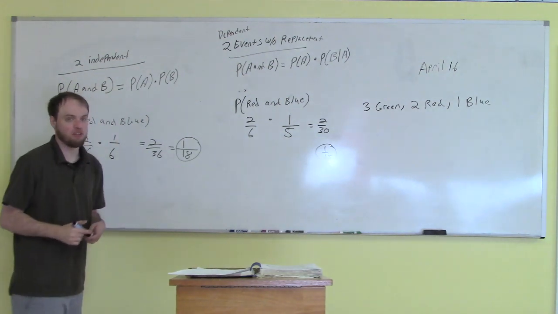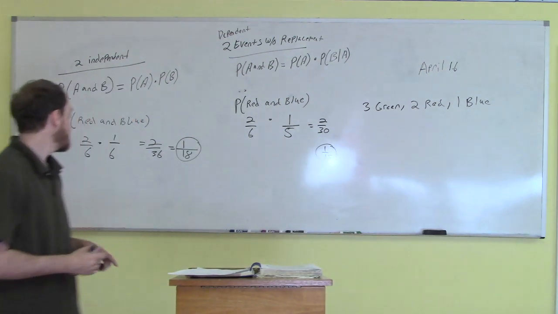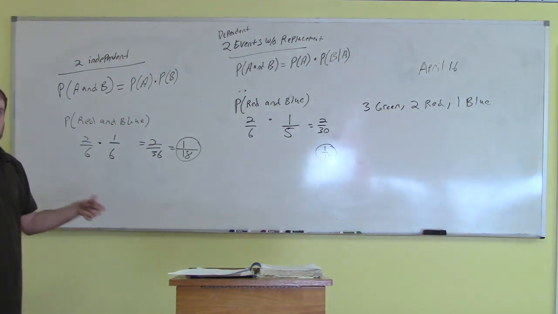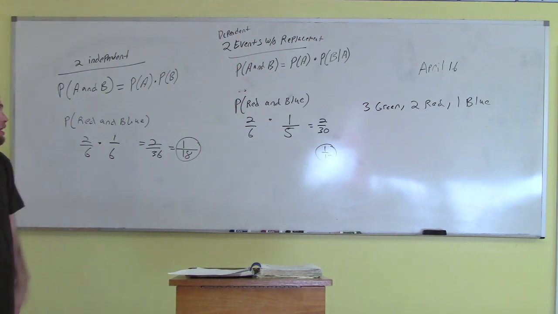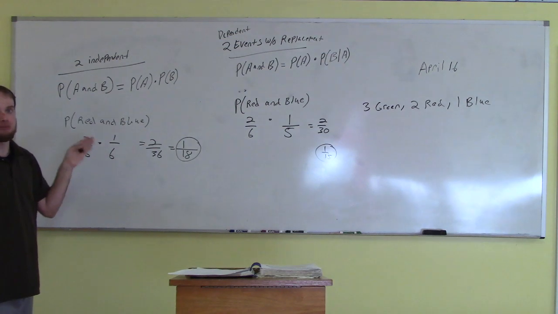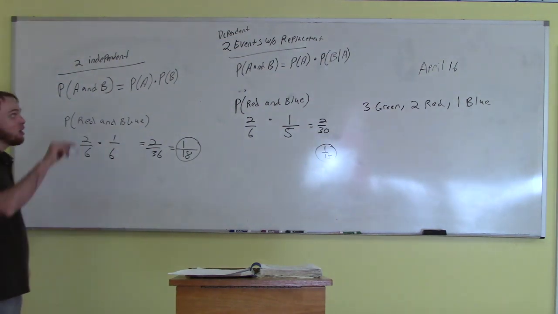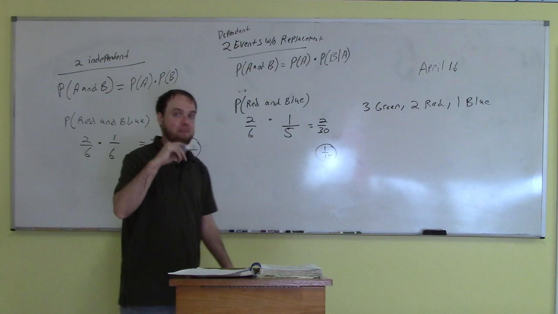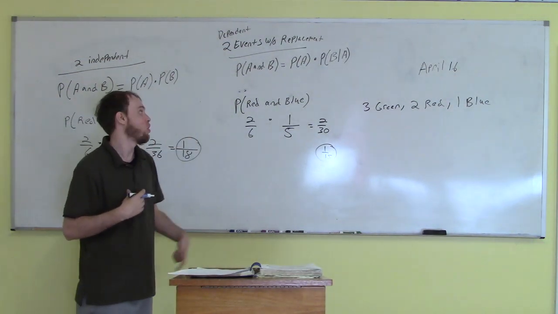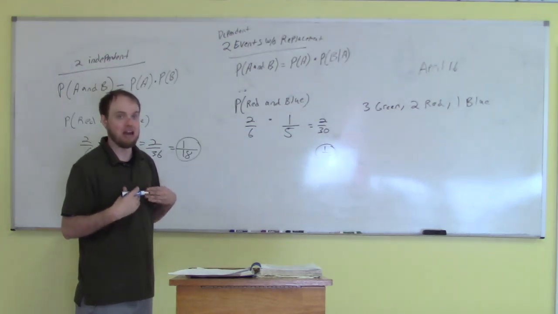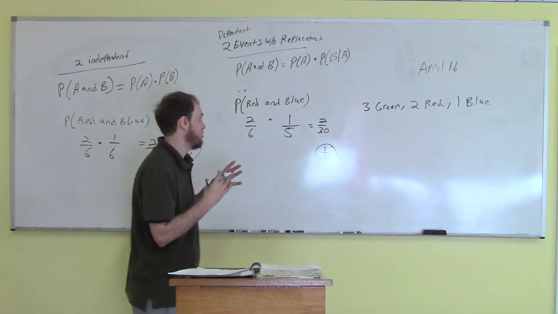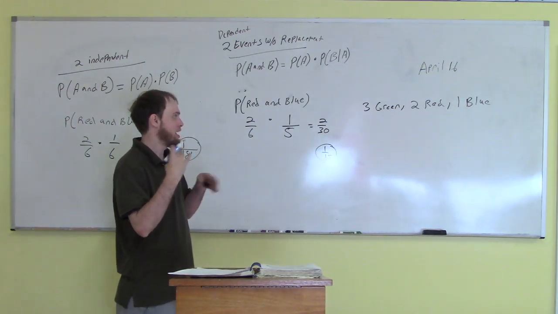So notice the difference in the two problems. One problem I did as independent, meaning they didn't affect each other. I picked the marble up, put it back, didn't affect it. And that is where you just take the probability of one and multiply it times the probability of the other. Now, two events without replacement are dependent, which means the second choice depends on what the first choice was, and it means the order matters, and it means you didn't put it back.